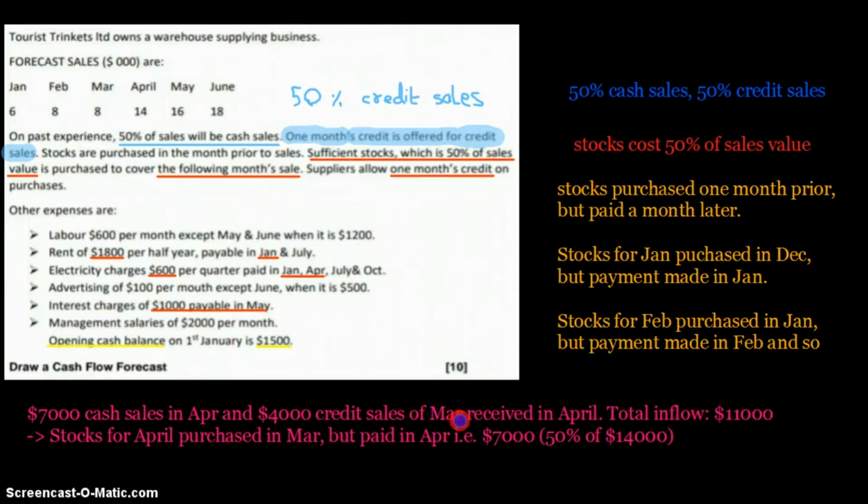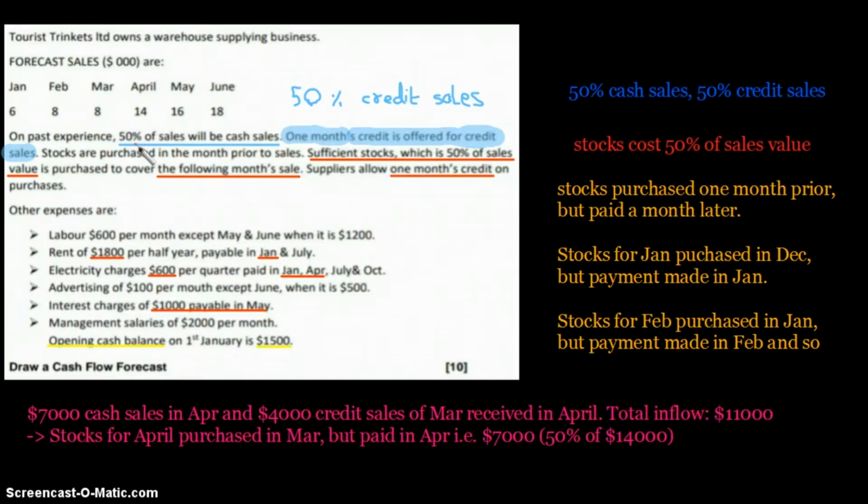So I hope you get that idea clear. Do clear this point out. That's the tricky part of this question. So the stocks for April were purchased in March but paid in April. That is $7,000, 50% of $14,000. So stocks were purchased in March but they are paid in April.